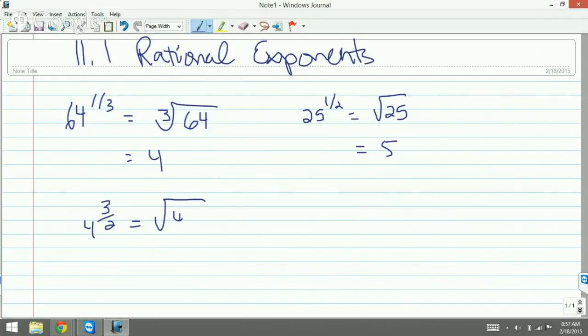Something like 4 to the 3/2. I think this one will work. That's the square root of 4 cubed. So the top is the exponent, the bottom is the root. It took me a while as a student to get that straight in my brain. I don't know why, it's just something you have to know. Exponent's the top number, root's the bottom number.